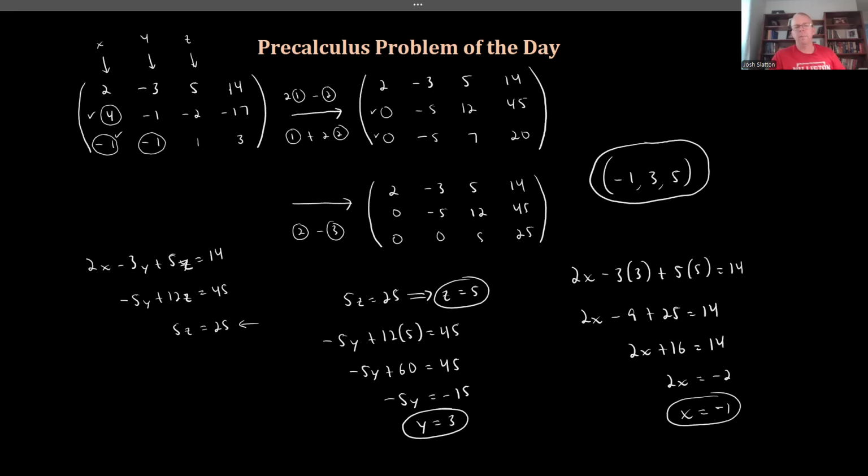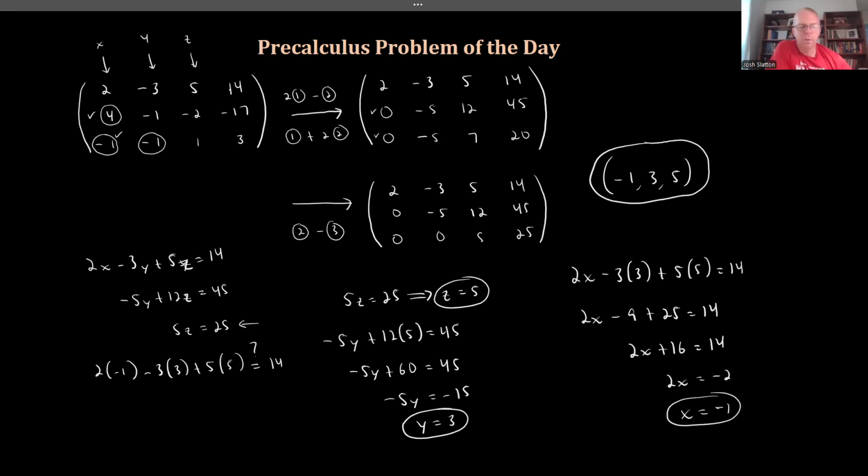Now, I worked this out beforehand because, again, it's easy to make mistakes. And you can get to the end, your answer, and just looking at it, you can't just say, oh, this works for the system of equations. So always check these. All you need to do is go back to the original system here. So 2 times negative 1 minus 3 times 3 plus 5 times 5. Does that equal 14? I believe it does.